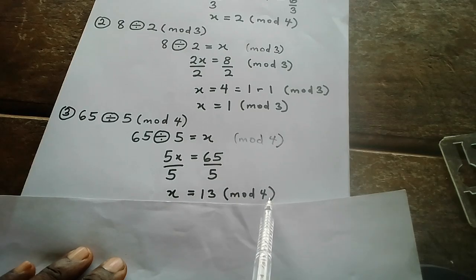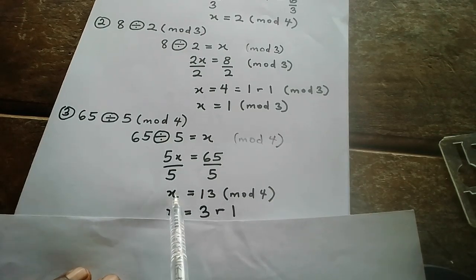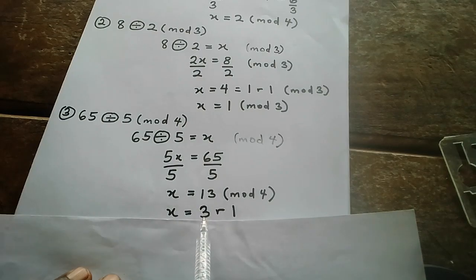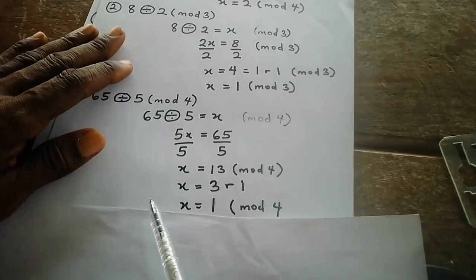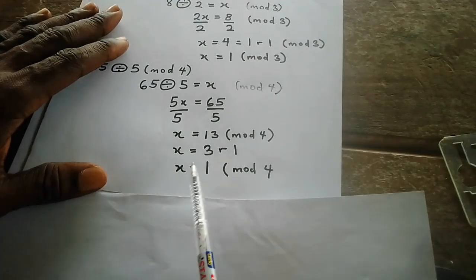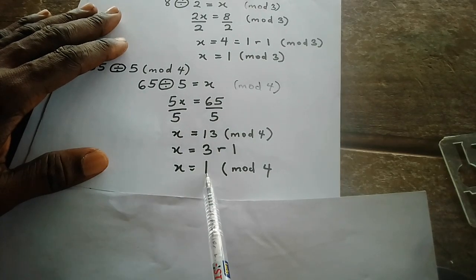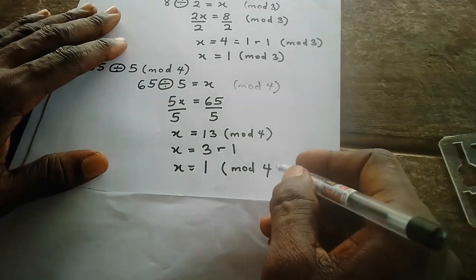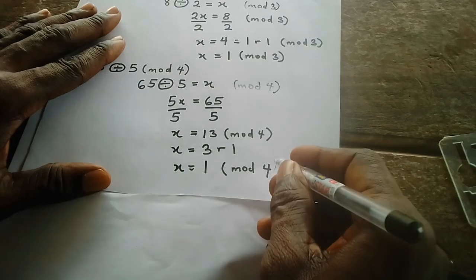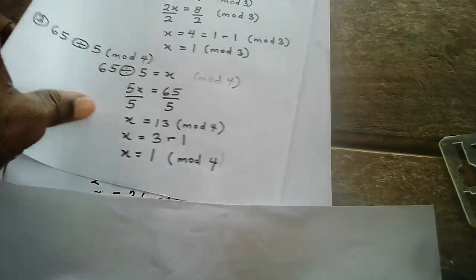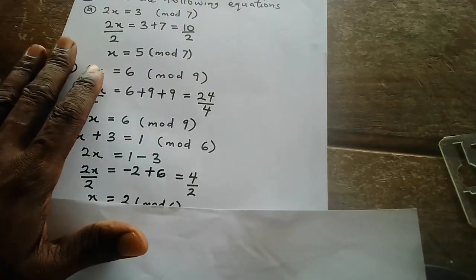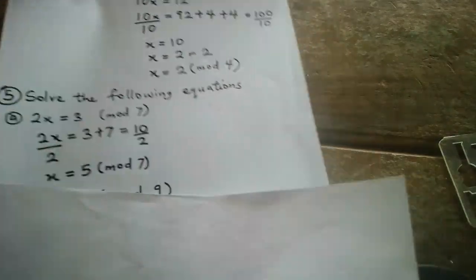We want to write it in mod 4. 13 is more than 4. So how many 4s are in 13? We have 3, remainder 1. So now the remainder will be the solution. The answer is x equals 1, written in mod 4.